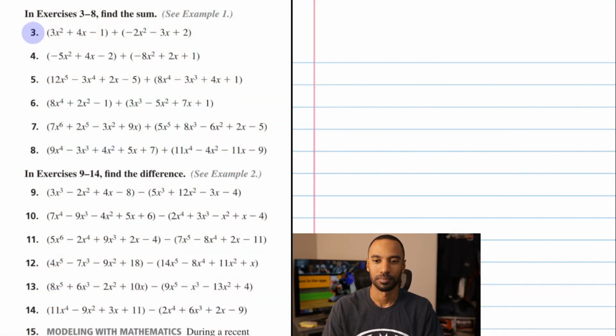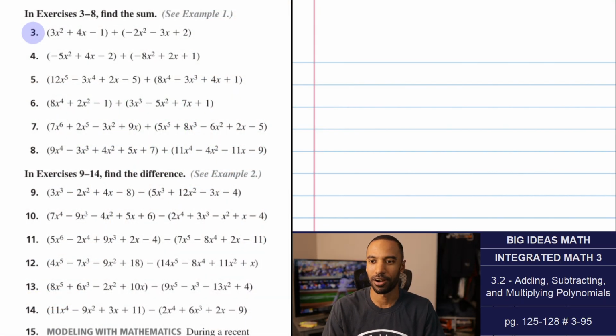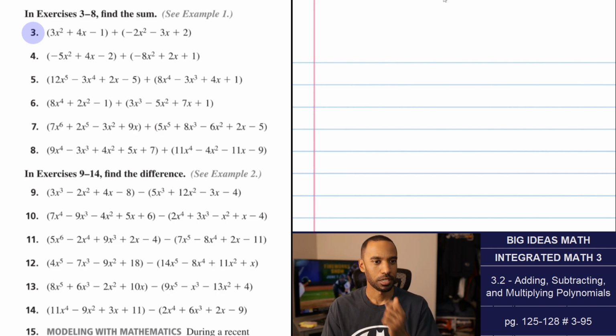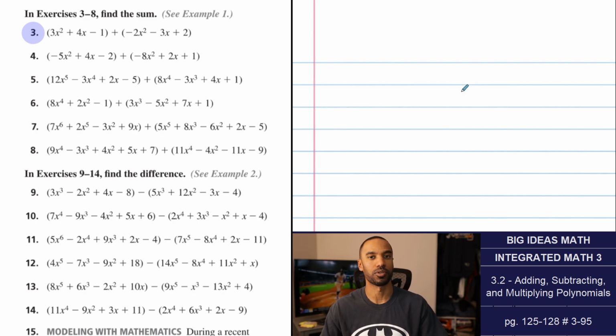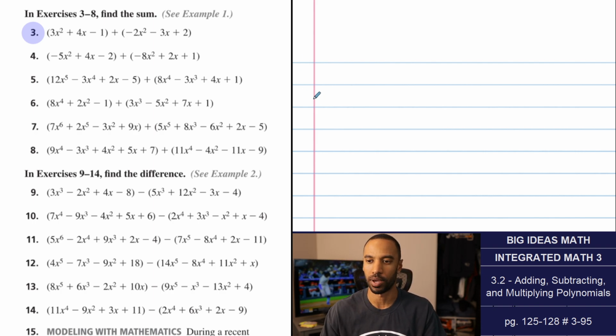We are now going to jump into numbers 3 through 95. I don't even have my thing up. There it is. All right. Okay, guys. Find the sum, find the difference. They do not require me to use vertical or horizontal. I'm going to use horizontal. That's the way I go about it.